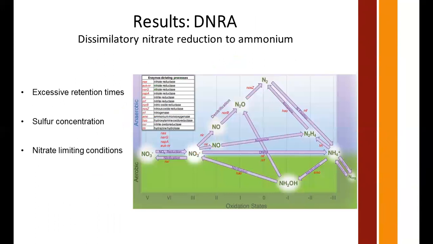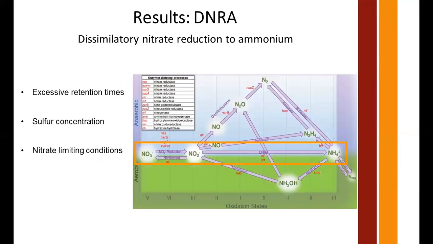We suspected we would have denitrification, which is the removal of nitrates through the pathway that results in dinitrogen gas. However, instead, we had the conversion of nitrates to ammonium. This is the process of DNRA, dissimilatory nitrate reduction to ammonium. This can occur in woodchip bioreactors that have excessive retention times, which we suspected we had due to the highly reduced conditions.